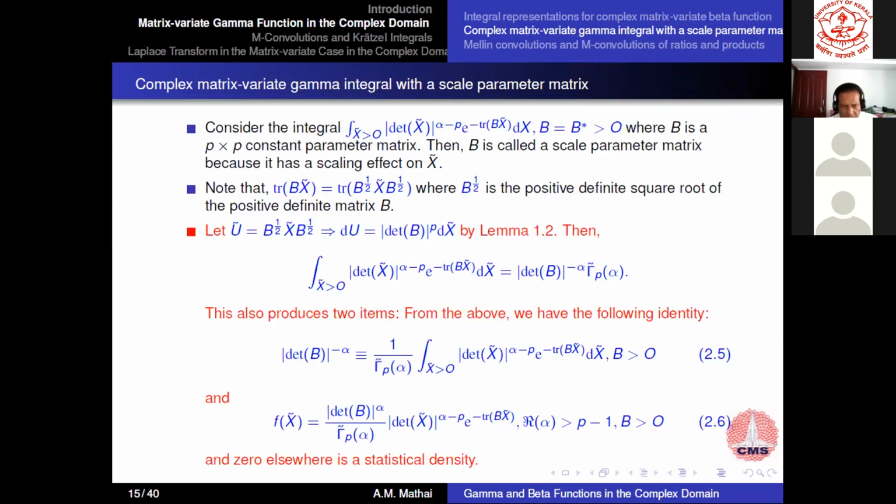So here, this part is a statistical density, because you can see it's a real valued function, even though the argument is a complex matrix. It's a real valued scalar function with a total integral 1. So that is the definition for a density. So it is a statistical density function with a matrix argument, a Hermitian positive definite matrix in the complex domain.